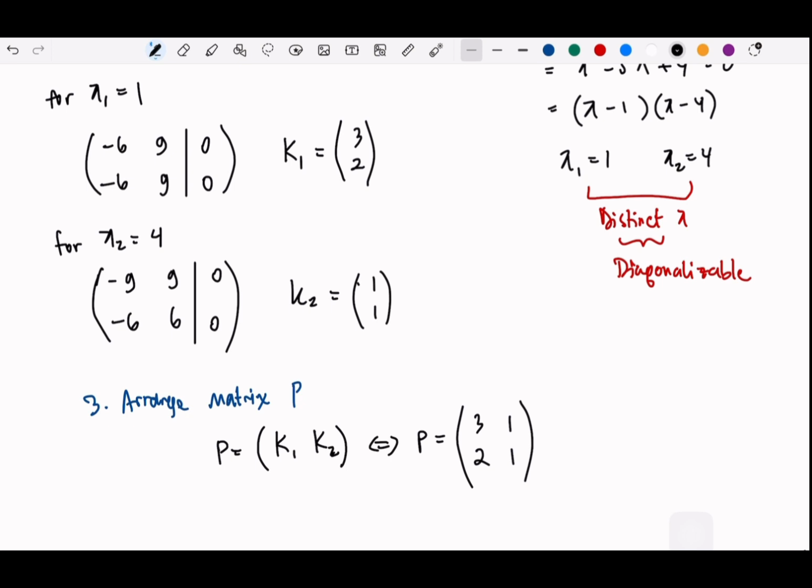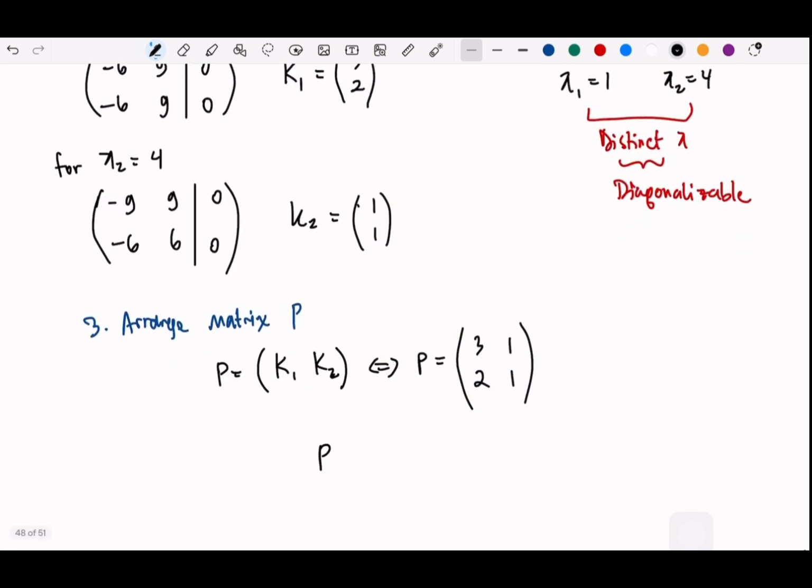And then take the inverse. The determinant will be 3 minus 2, which is 1. Then we just take 1 here, take 3 here, 2 will be the same, but we multiply this with negative, right, for the inverse of a 2 by 2 matrix.